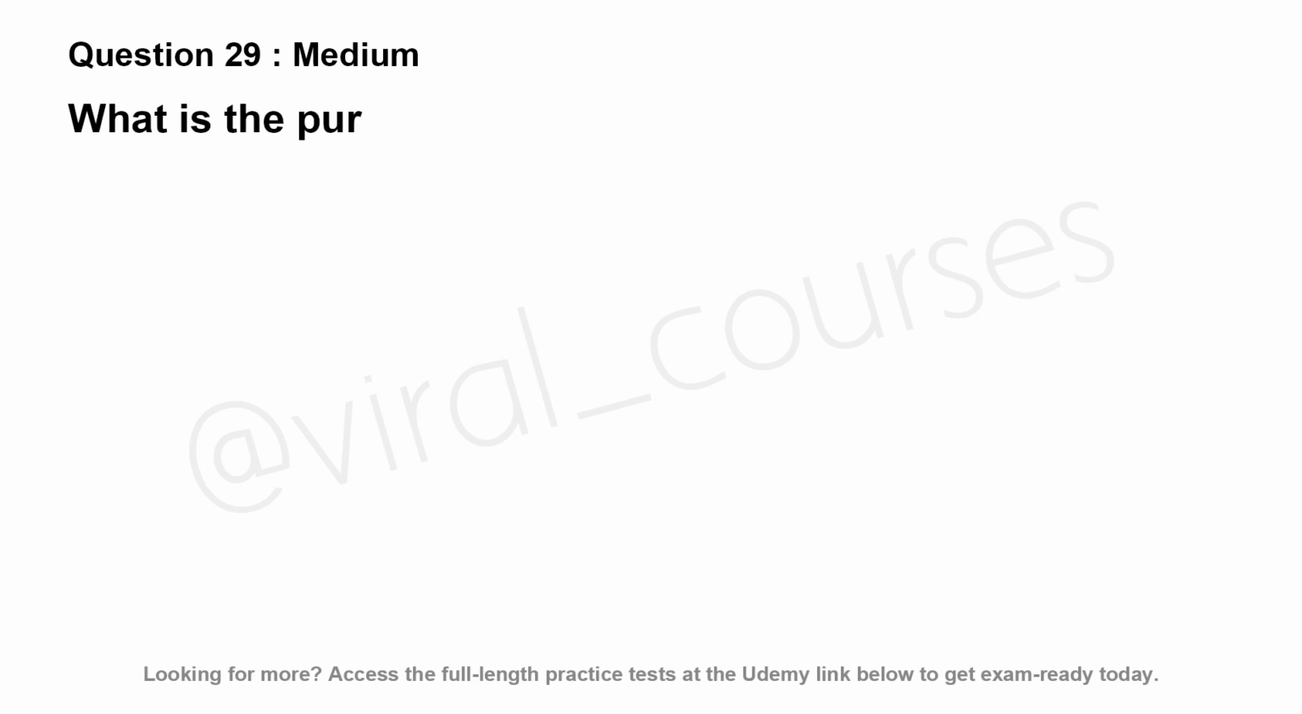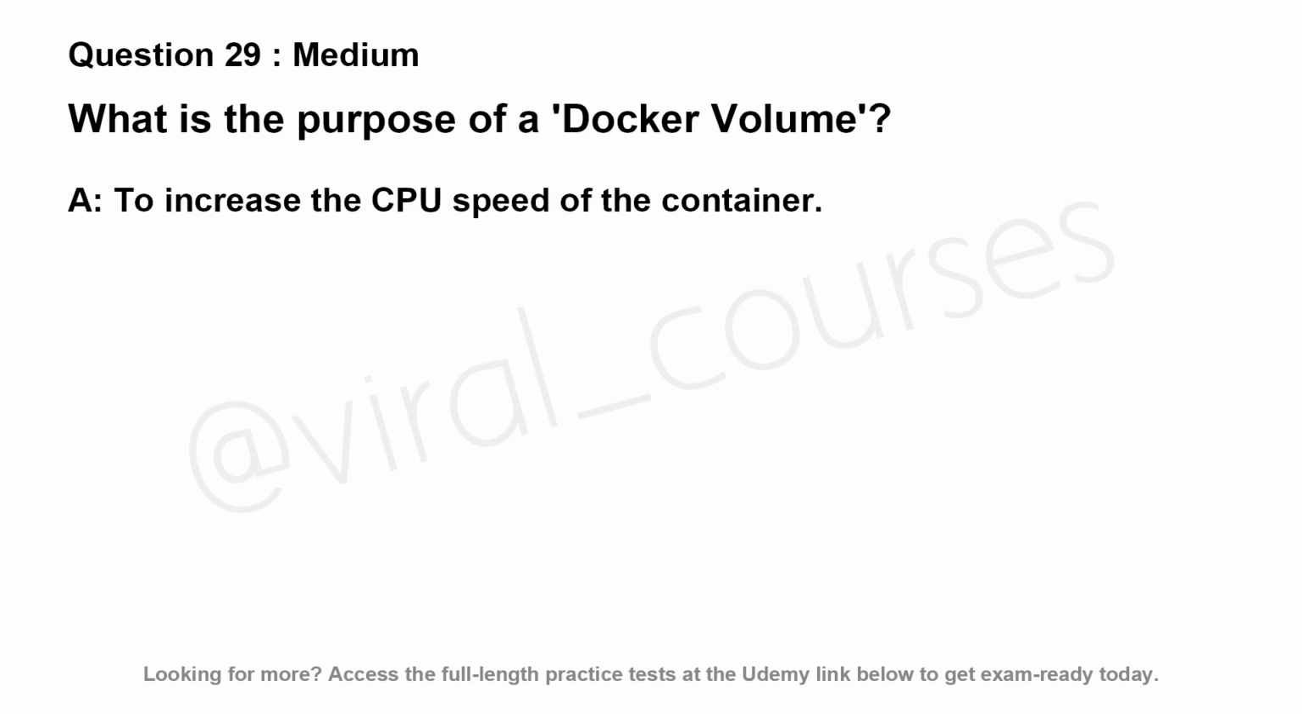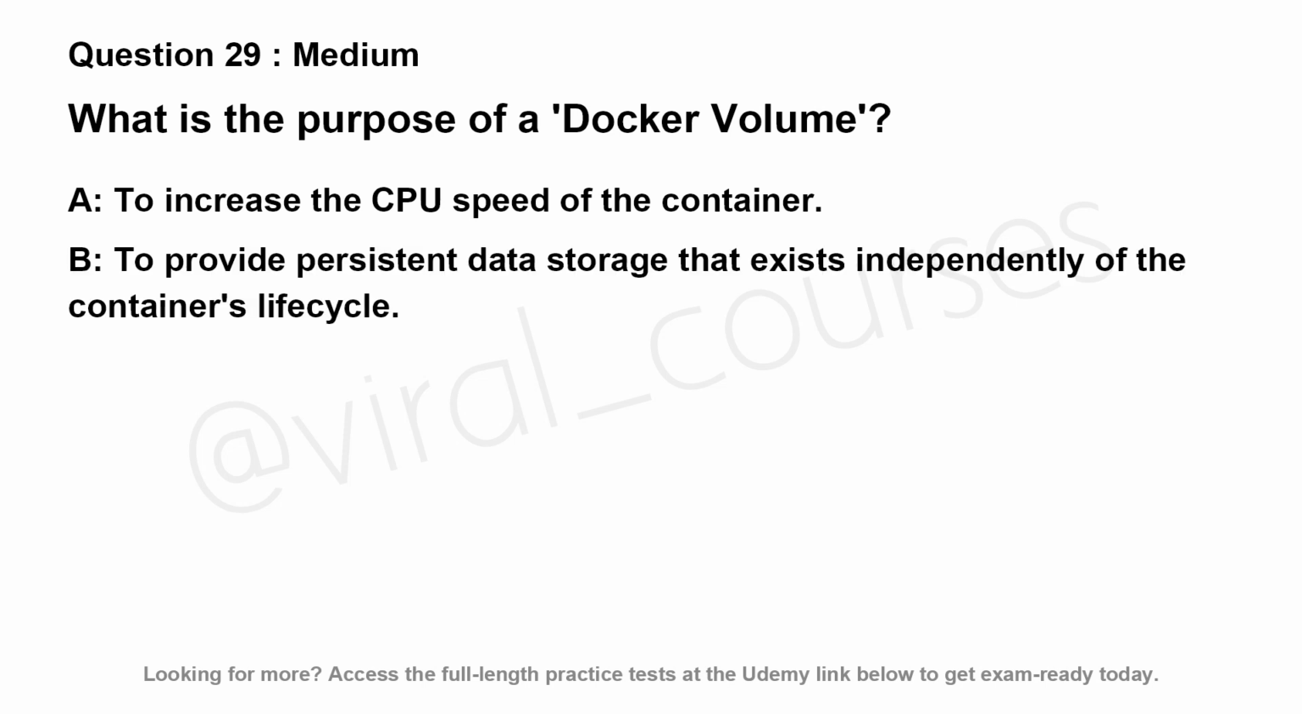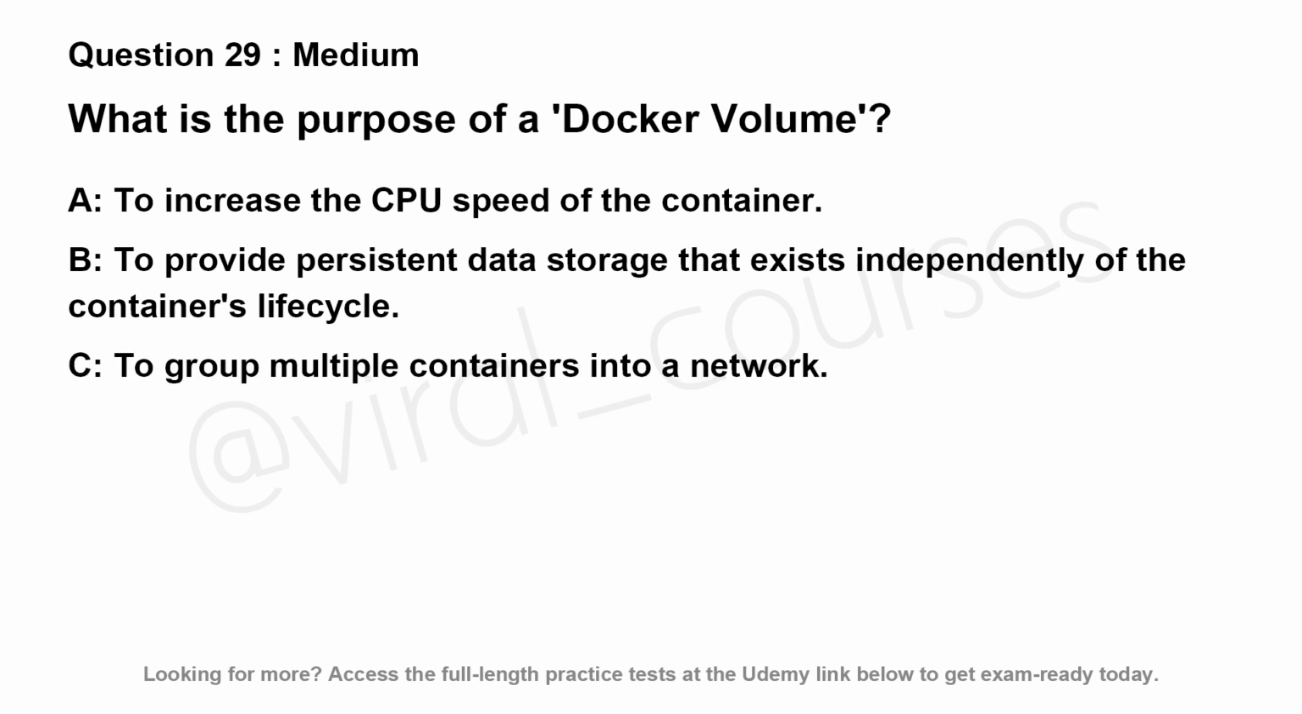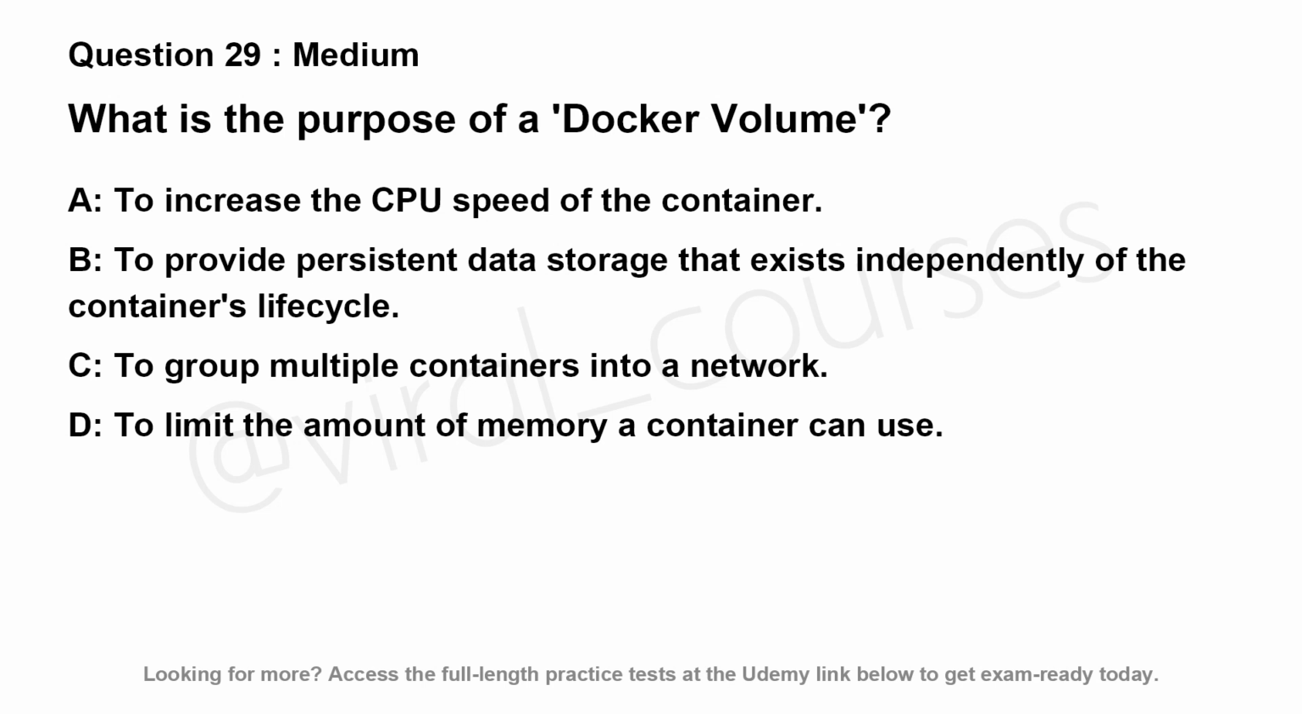What is the purpose of a Docker volume? Option A. To increase the CPU speed of the container. Option B. To provide persistent data storage that exists independently of the container's lifecycle. Option C. To group multiple containers into a network. Option D. To limit the amount of memory a container can use.